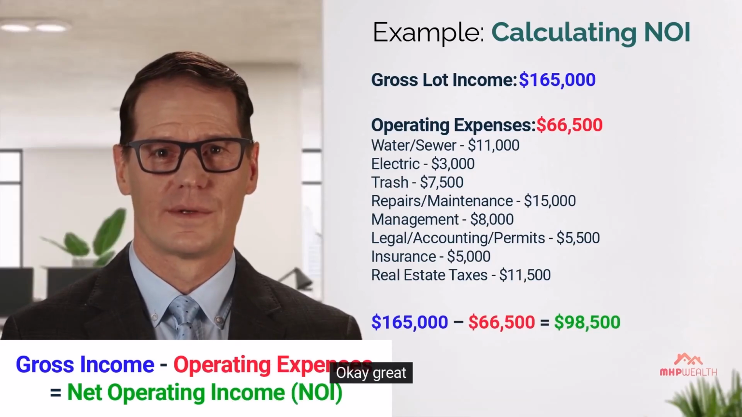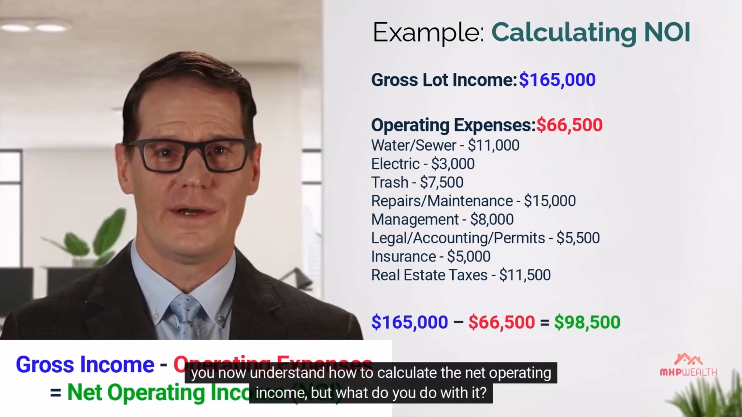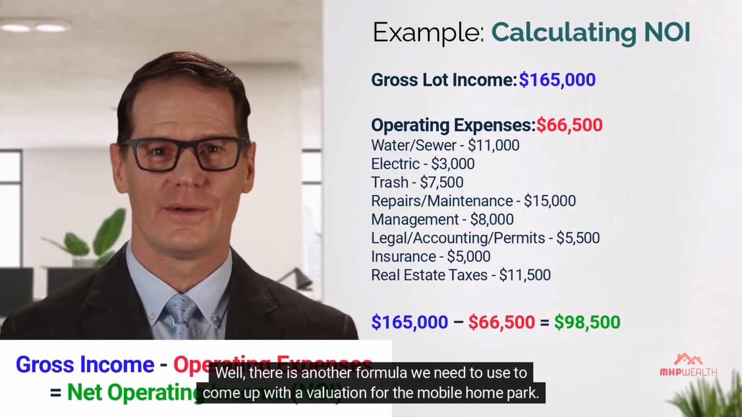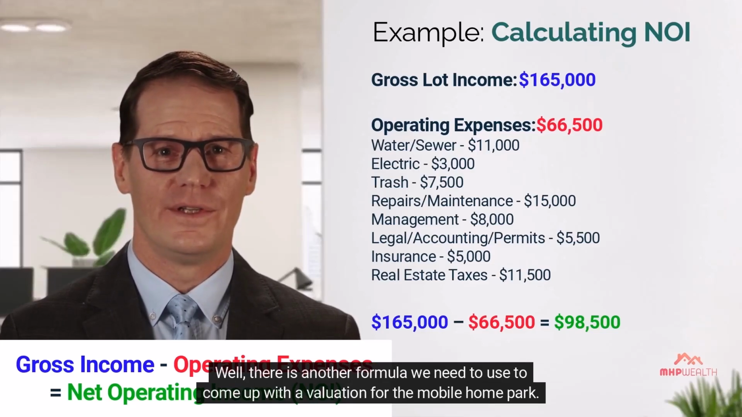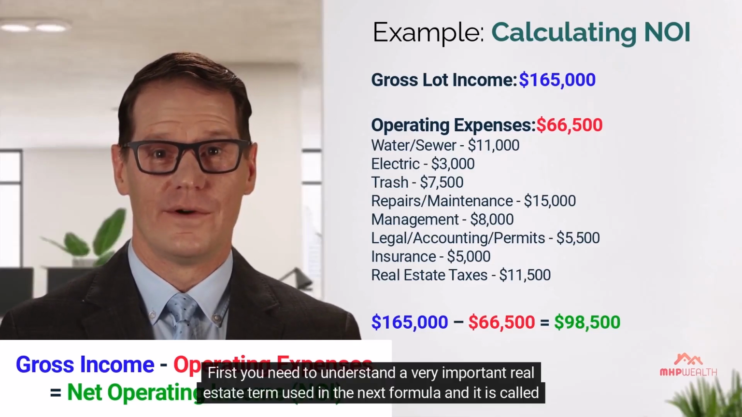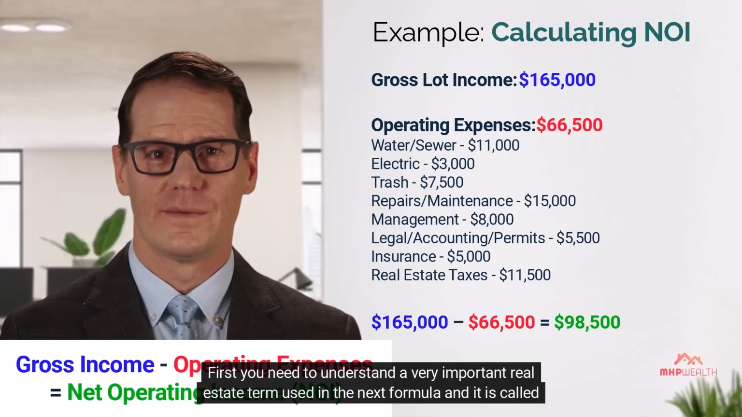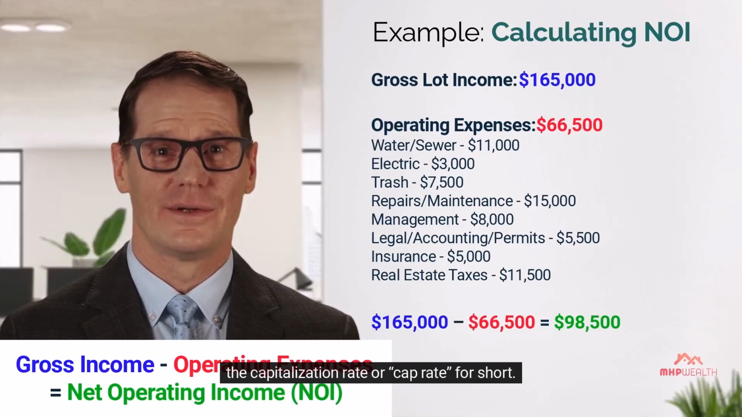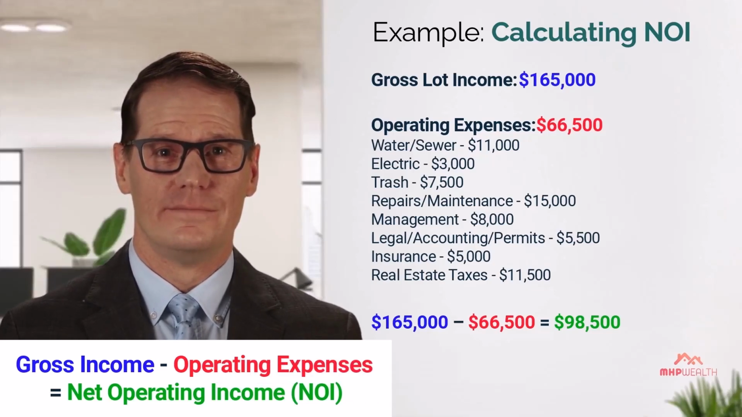$98,500. Okay, great. You now understand how to calculate the net operating income, but what do you do with it? Well, there is another formula we need to use to come up with a valuation for the mobile home park. First, you need to understand a very important real estate term used in the next formula, and it is called the capitalization rate, or cap rate for short.